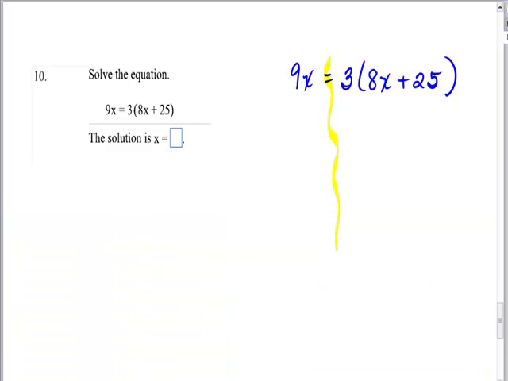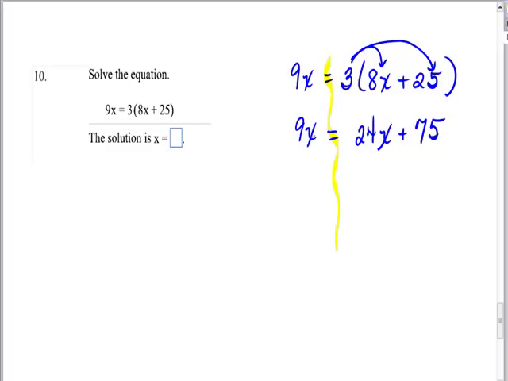All right. Can I simplify on the left side? No. So just copy down the 9x. Can I simplify on the right side? Yes. Distributive property. 3 times 8x is 24x. 3 times 25 is 75. Now, simplifying's done. Do I have x's on both sides?